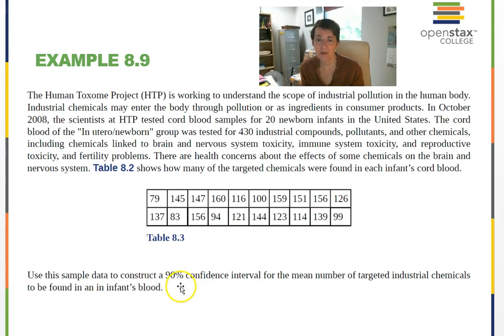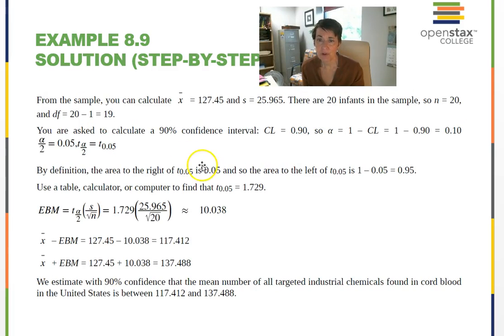So use this data to construct a 90% confidence interval for the mean number of targeted industrial chemicals to be found in infants' blood. Now, we don't know anything about our population. We just have this sample information. So first, we're going to calculate our mean. And we do that by adding it up and dividing it by how many.